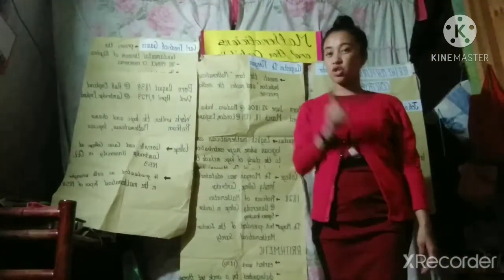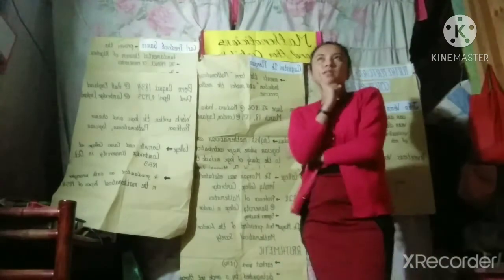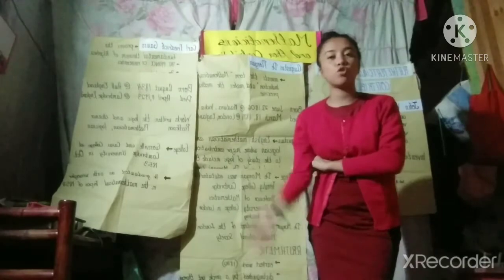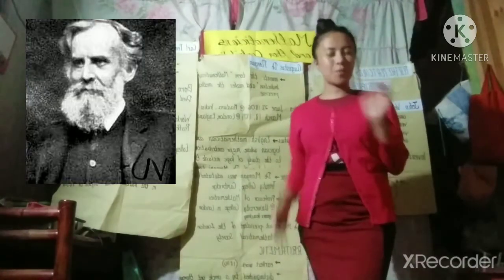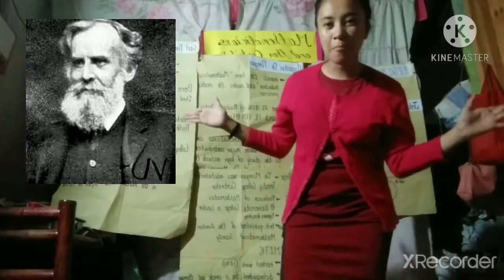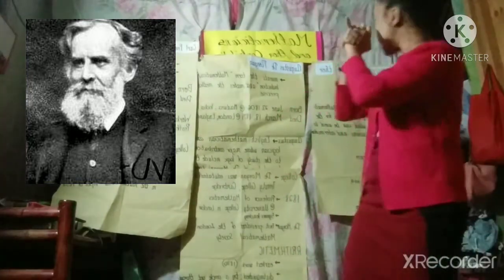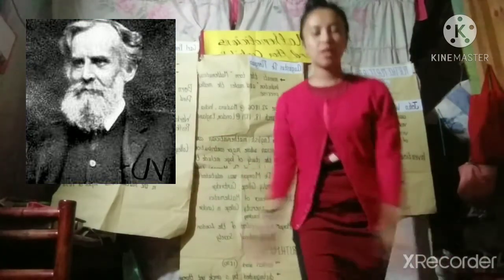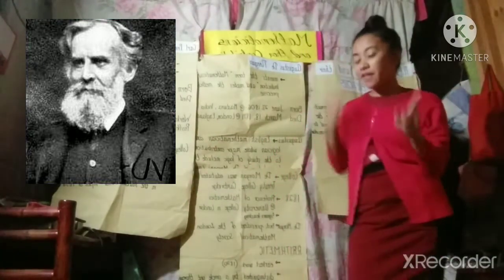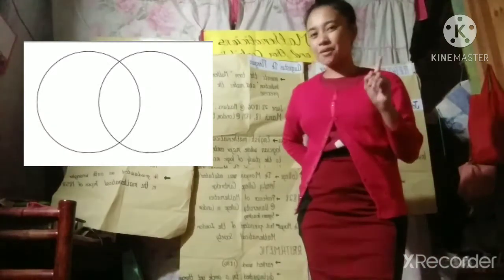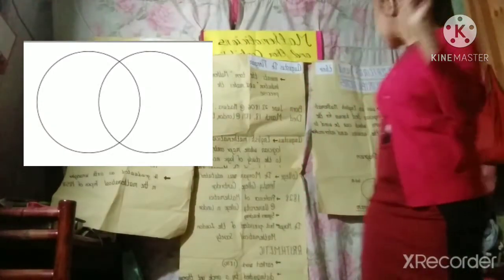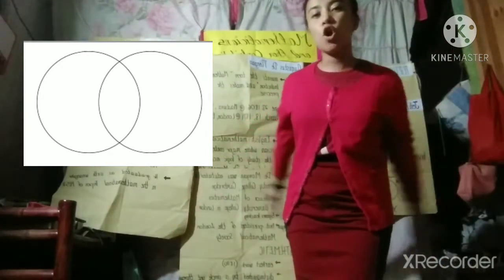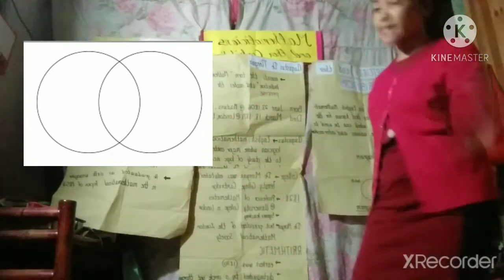Do you know John Venn? Some of you may not know, but let me introduce to you John Venn. John Venn was an English mathematician and logician best known for his Venn diagram. Have you already known the Venn diagram? The Venn diagram can be used to visualize the intersection and the union of sets.